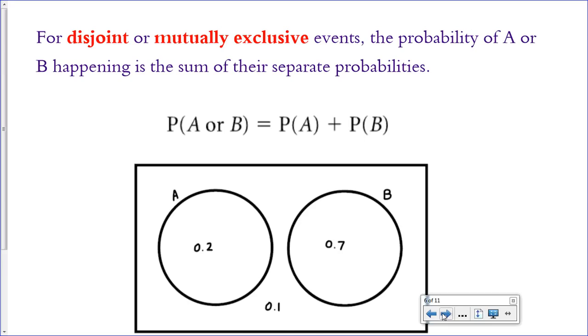For disjoint or mutually exclusive events, these are 2 events that don't overlap at all. So like A could happen or B could happen, but there's no way that they could happen at the same time. The probability of either one or the other happening is just going to be the sum of their separate probabilities. So there it is expressed as a formula.